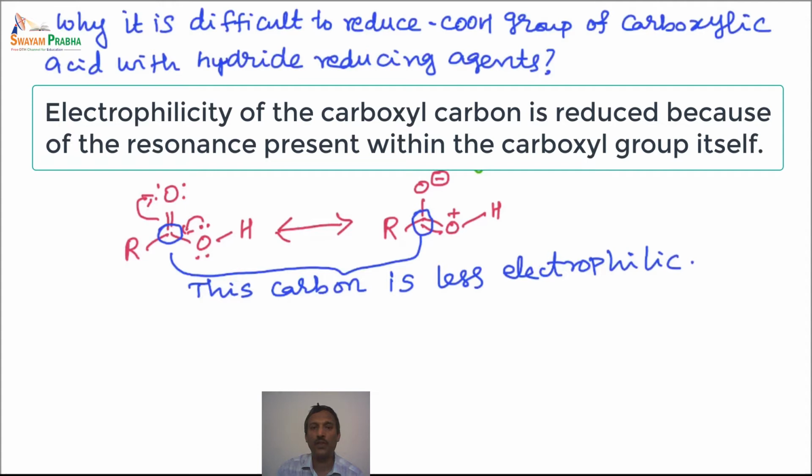So that's the reason hydride reducing agents cannot add to this particular carbon, because basically this is a nucleophilic reducing agent. The hydride is the nucleophile. For the hydride to add, we do need an electrophilic carbon, and in the carboxylic acid, the carbon is not highly electrophilic. So due to that, borohydride reducing agents cannot reduce carboxylic acids.